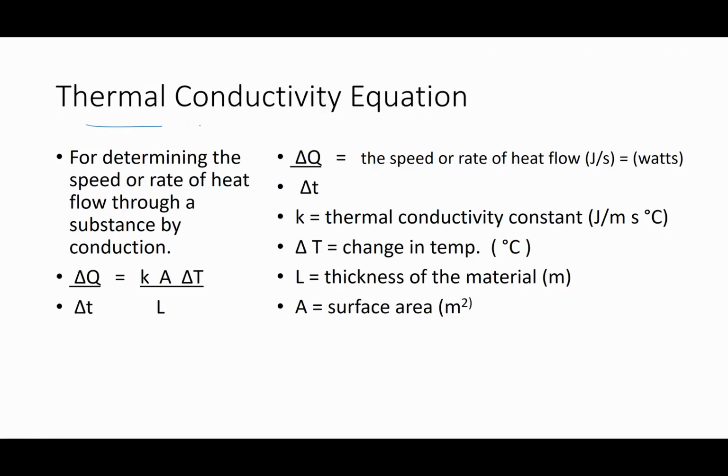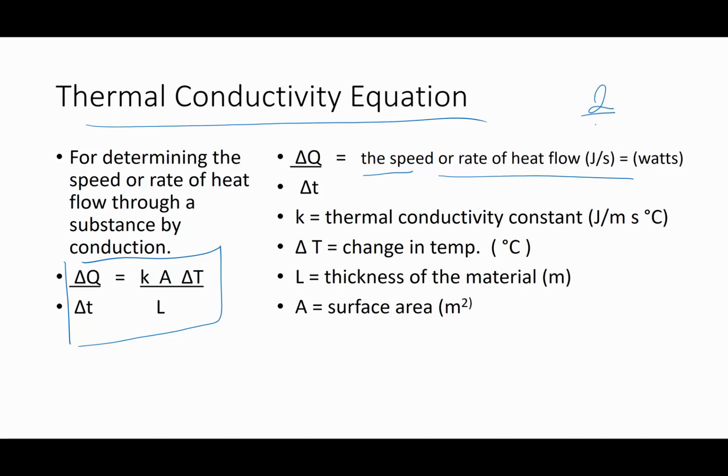Now, this is the thermal conductivity equation, and we will have a couple homework problems and potential test questions with this. Here's the equation itself. Delta Q over delta T, which is the change in energy per change in time, is defined as the speed or the rate at which heat energy flows. Now, this is how much energy in joules passes a point per second. And a joule per second is a watt.